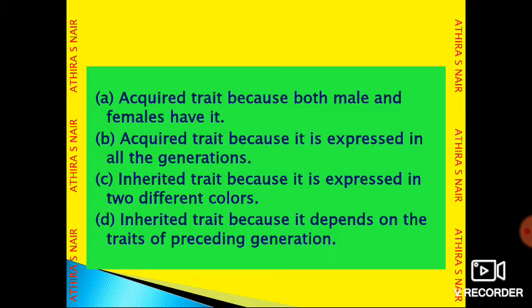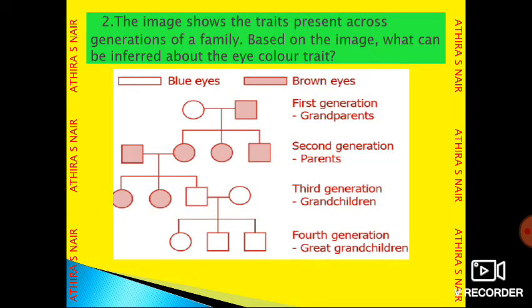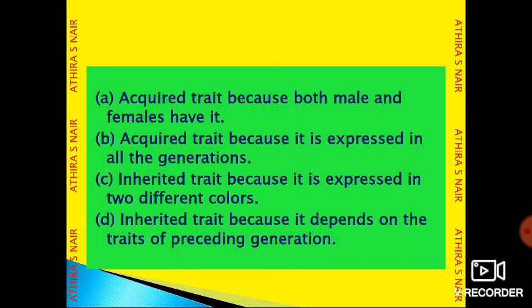It is inherited trait. Here in this diagram you can see that if the parents have that characteristic, then only that brown-eyed trait is shown by the next generation. That's why we can say that option D is the correct answer. It is inherited trait because it depends on the traits of the preceding generation.